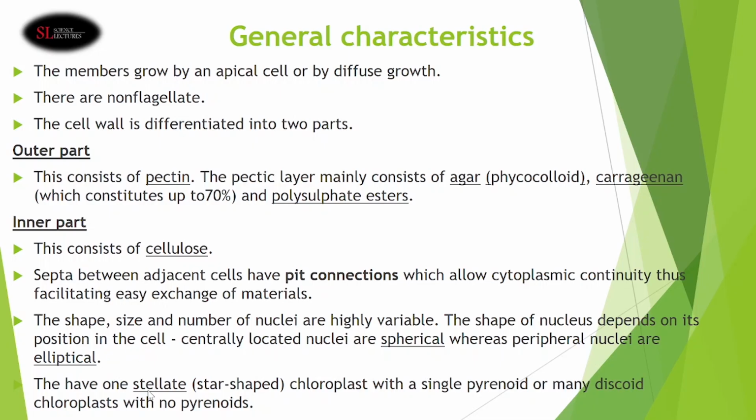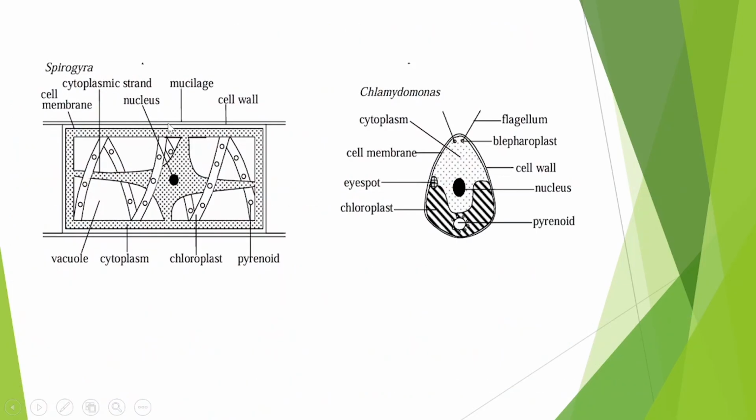Then they have one stellate, star-shaped chloroplast with a single pyrenoid, or many discoid chloroplasts with no pyrenoids. What does that mean? I'm going to use this illustration to show you what a discoid chloroplast looks like and what a stellate chloroplast looks like. So this is an illustration of Spirogyra. This is an illustration of Chlamydomonas.